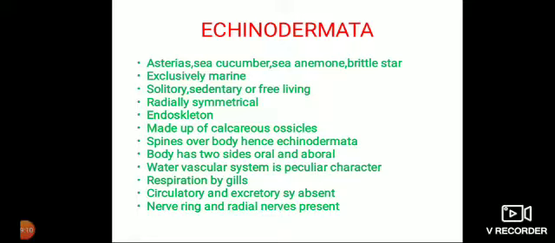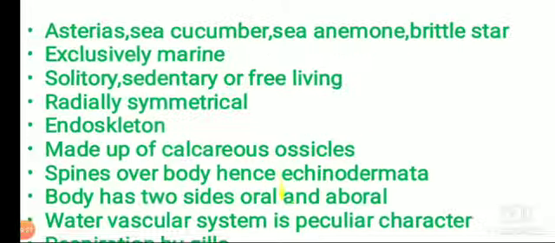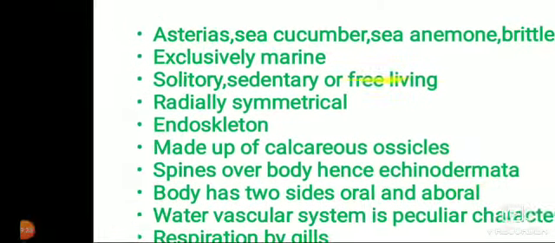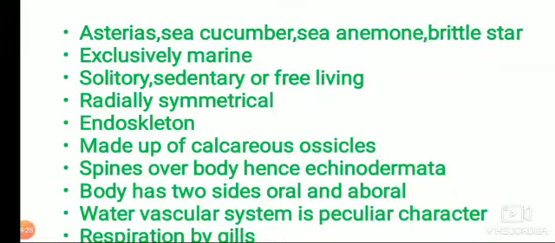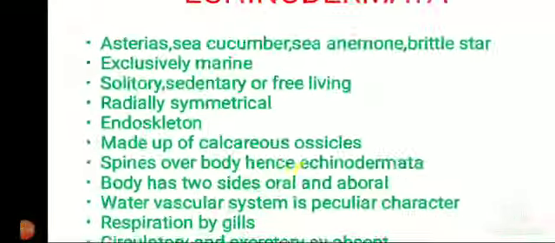Echinodermata. Echinus means spines over the body. This is a radially symmetrical organism. Starfish example, sea anemone, brittle star. They are exclusively marine, found in seawater, not in fresh water. They can be found solitary, or sedentary, sitting at one place, or free living. You know that the symmetry is radial symmetry.